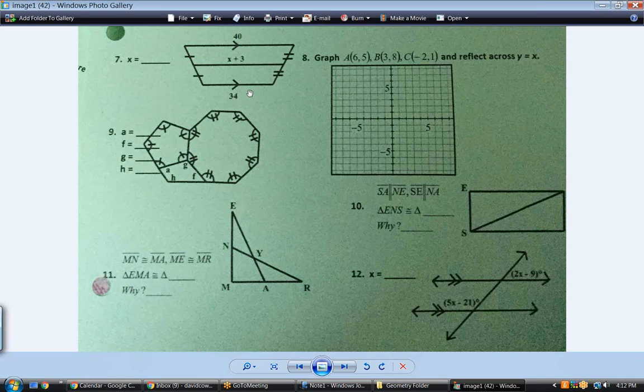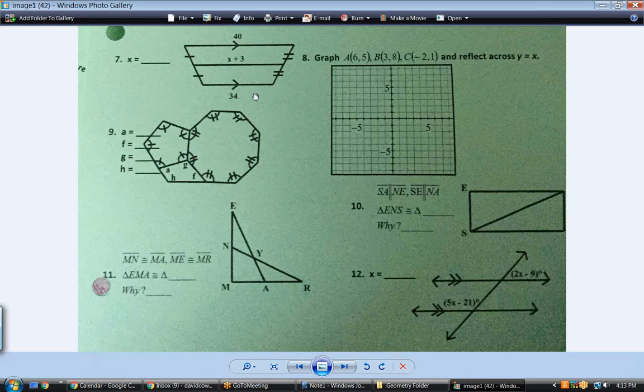Don't you add them together? And divide by 2. Yes, that's a critical part of it. You don't just add them together. That would give you 74, and there's no way that could be 74. But when you divide by 2, what do you get? 37. And that is halfway between 34 and 40.